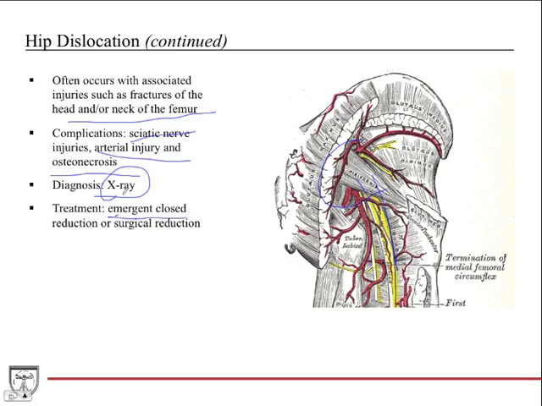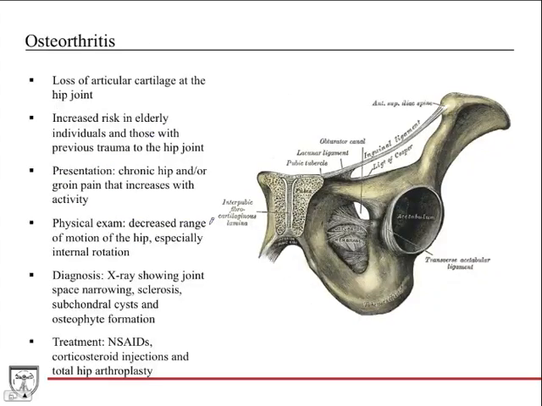Treatment, you do emergent closed reduction, which means, in the ER, you just pop it back into place, or you have to do surgical reduction, where you have to go in and surgically put it back in place.